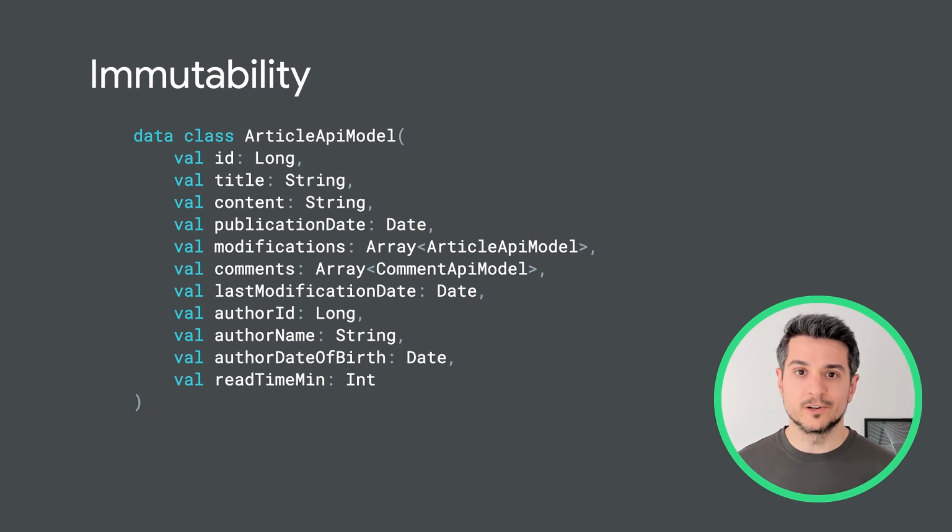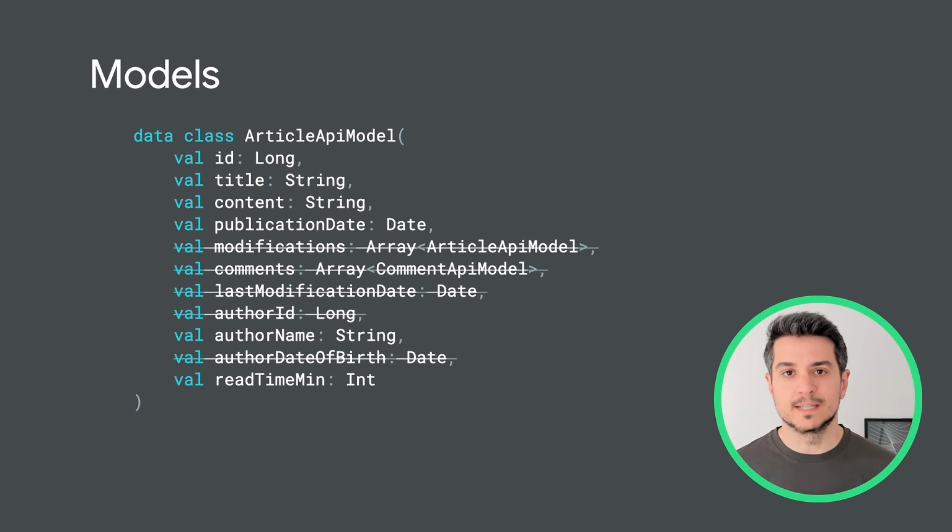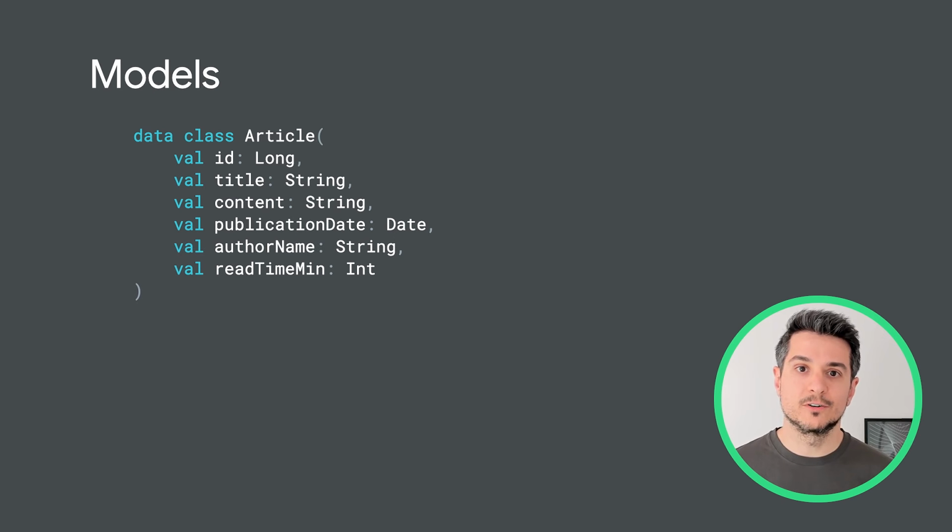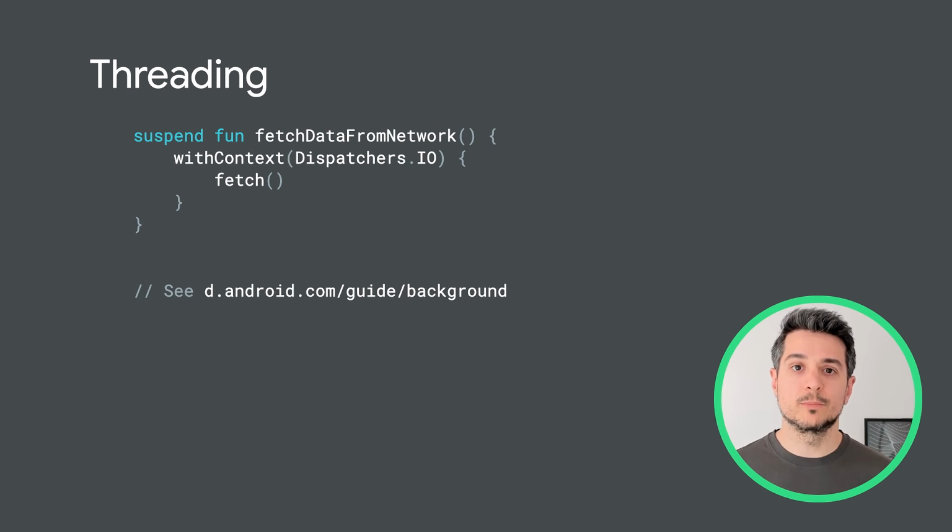By the way, when modeling entities, you should consider that the model returned by your database or the remote API might not be what the other layers need. For example, in this article model, if you don't need the modifications or the author's date of birth, create a different model for the UI layer. This not only makes your code neater, it provides better separation of concerns, letting each layer define what model it needs.